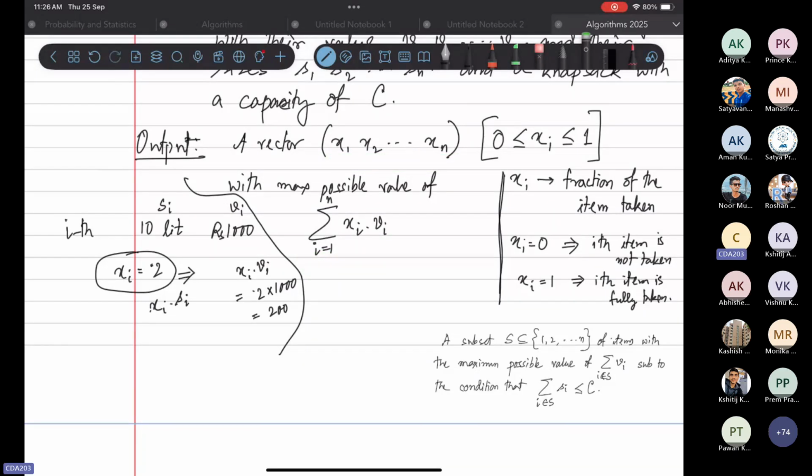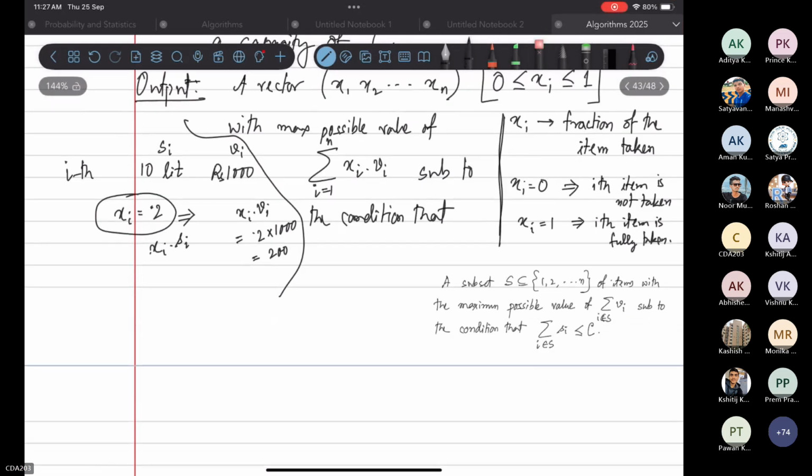Not only that, I also have to keep the capacity constraint. Similarly, subject to the condition that whatever I'm choosing, I'm choosing xi here. What's the size of this fraction? xi times si. And this is the total size that I have chosen. That should not be more than the capacity of the knapsack.